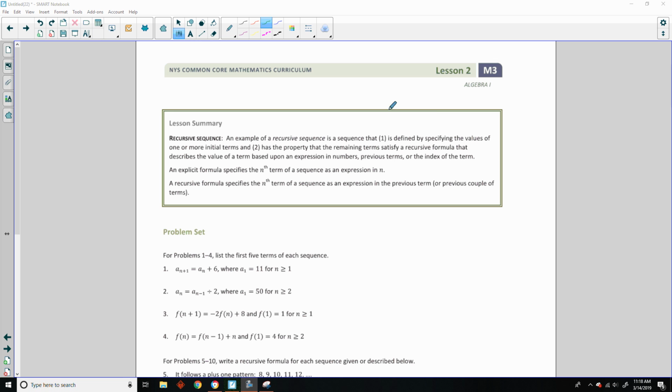Okay, that is the end of lesson 2. Review your lesson summary and go to your problem set.